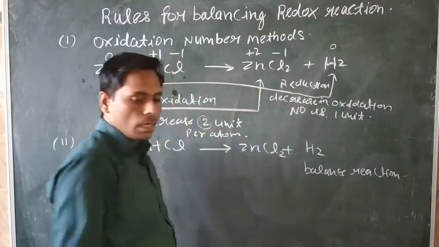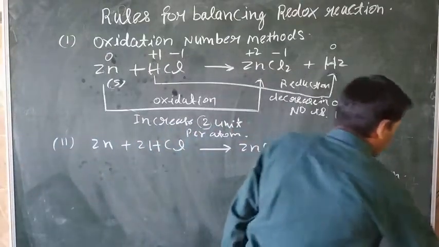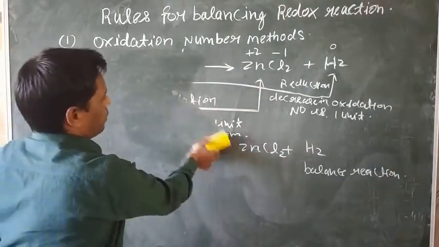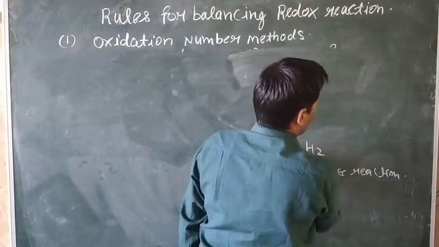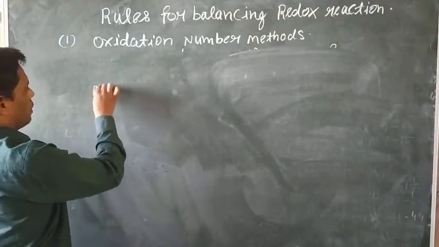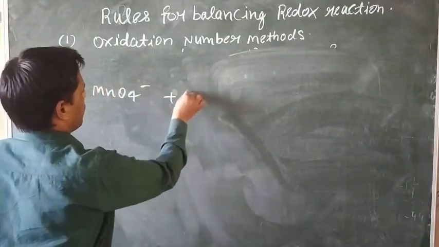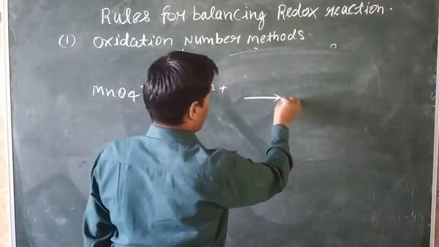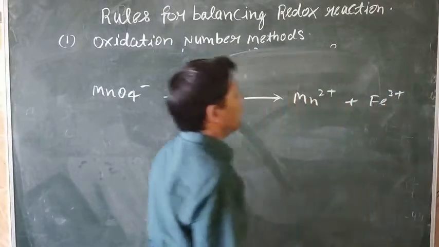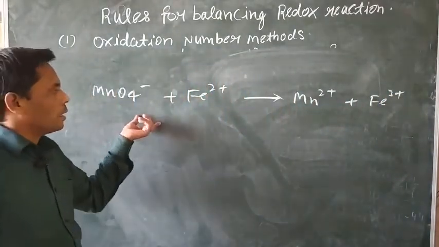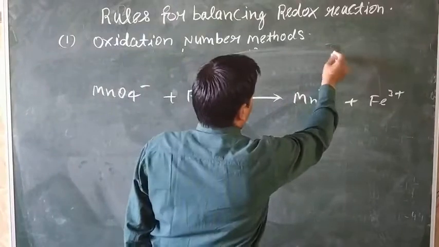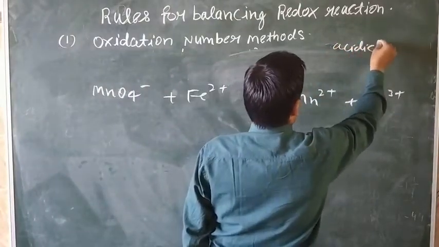This was a simple example of the oxidation number method. Another reaction we take, suppose the ionic equation MnO4- plus Fe2+ is converted into Mn2+ plus Fe3+. Suppose this ionic reaction is given and you have to balance it in acidic medium. Balance this reaction in acidic medium. Note that an acidic or basic medium is required here.